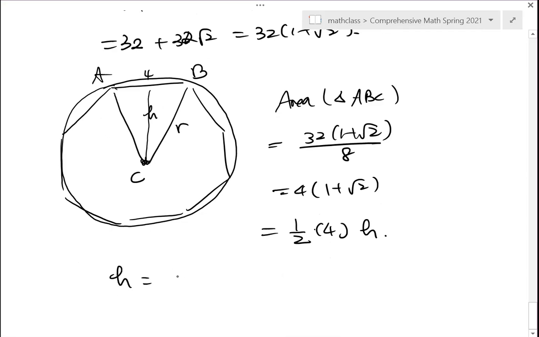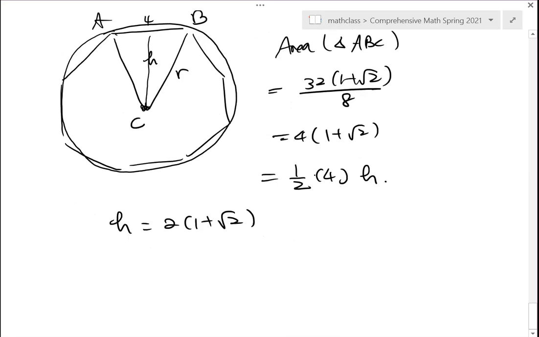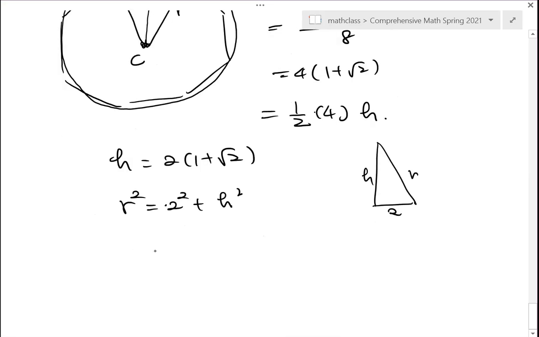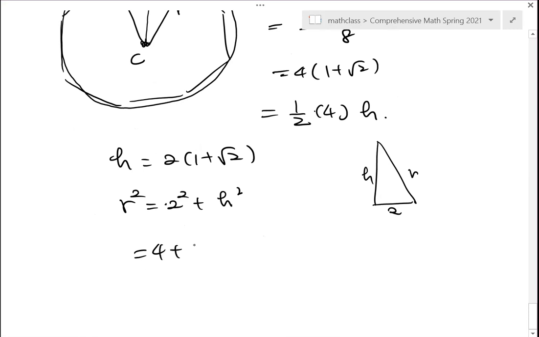So h is going to be 2 of this. Then apply the Pythagorean theorem. This is a triangle, right? You have h, that's 2, here's r. So r squared is going to be 2 squared plus h squared. You do get lots of information here. It's a 2, here's a 4 times (1 plus square root 2) squared, right? Let's finish the computation.